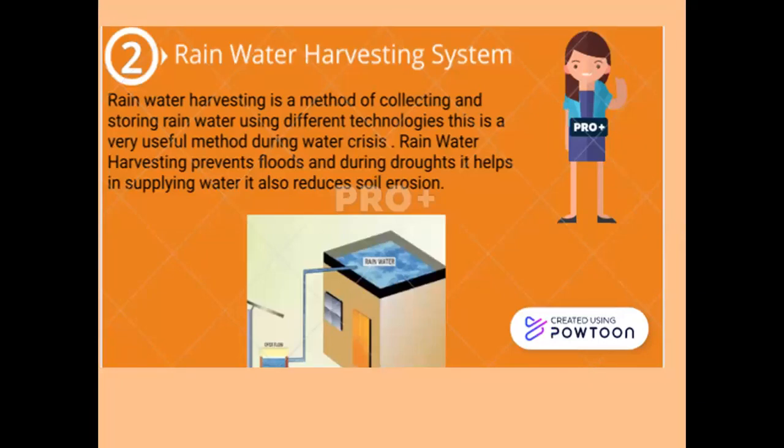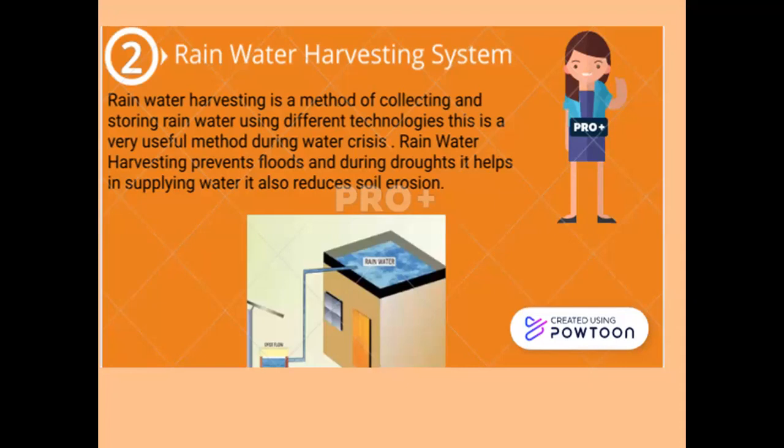Number 2, rainwater harvesting system. Rainwater harvesting is a method of collecting and storing rainwater using different technologies. This is a very useful method during water crisis. Rainwater harvesting prevents floods, and during droughts, it helps in supplying water. It also reduces soil erosion.